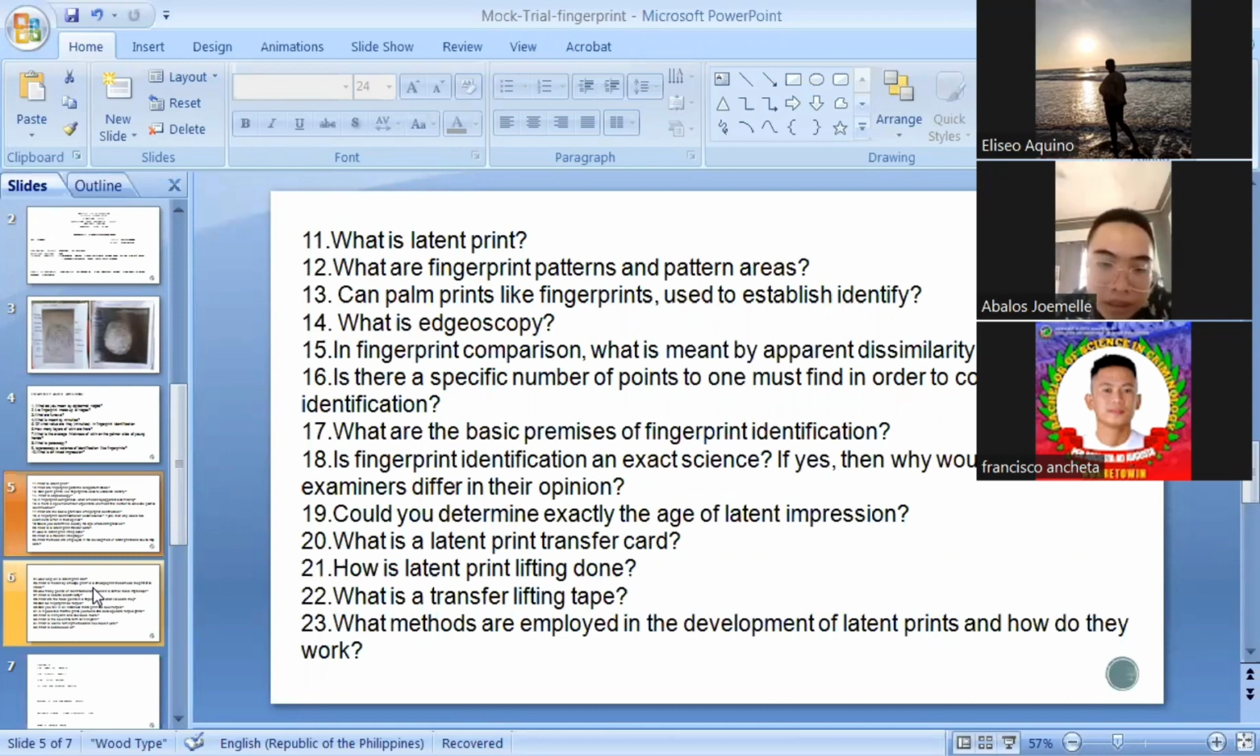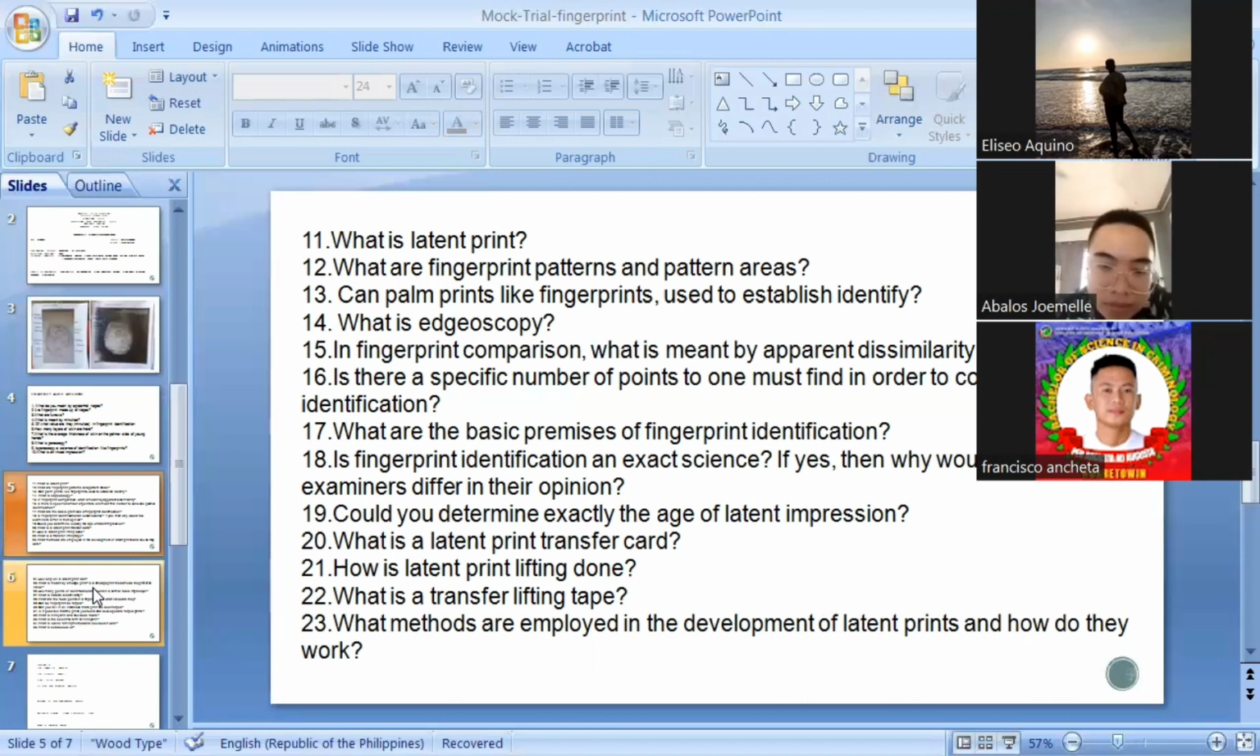18, fingerprint identification is a science? If yes, then why would two examiners differ in their opinion? It differs in opinion because fingerprint is also an applied science. 19, could you determine exactly the age of a latent print impression? Yes, through the examining of morphology.